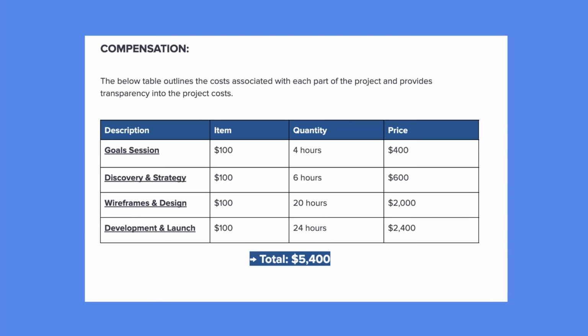In this example, I have the goal session broken out into 4 hours for a price of $100 an hour at $400. Discovery and strategy is at 6 hours. Wireframe and design is at 20 hours. And development and launch is at 24 hours. So this is where you're giving the client an estimate of how many hours it's going to take for each phase of the project, as well as an estimate of the total cost of the project, which I included at the bottom.